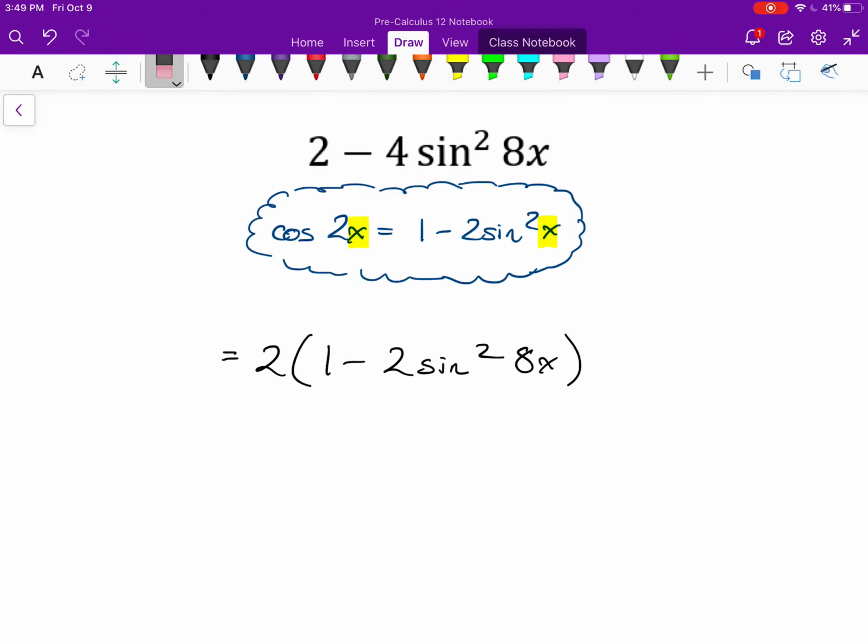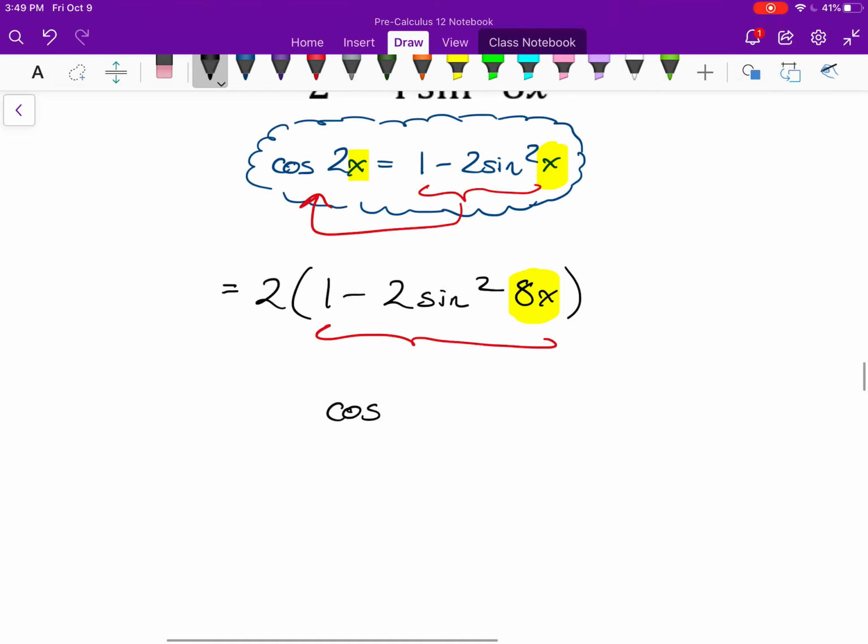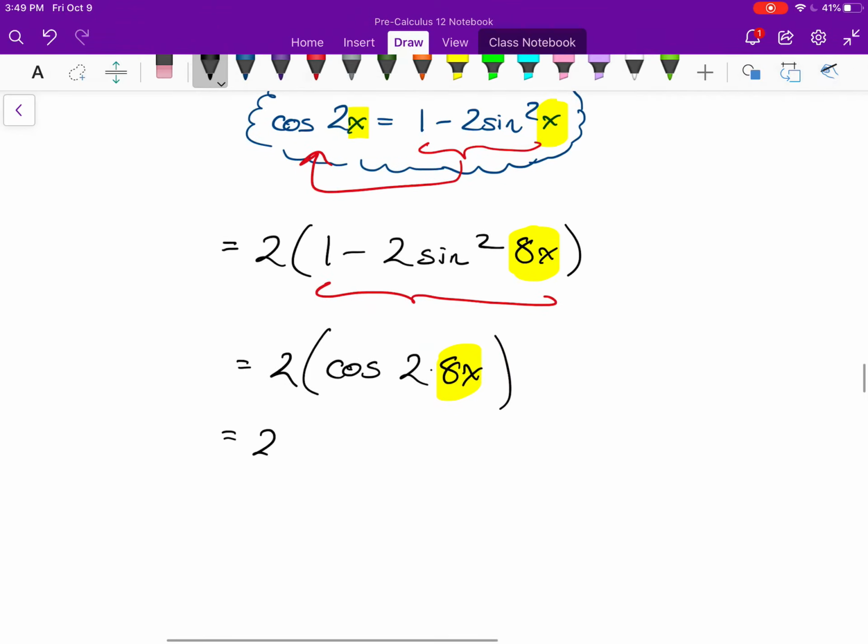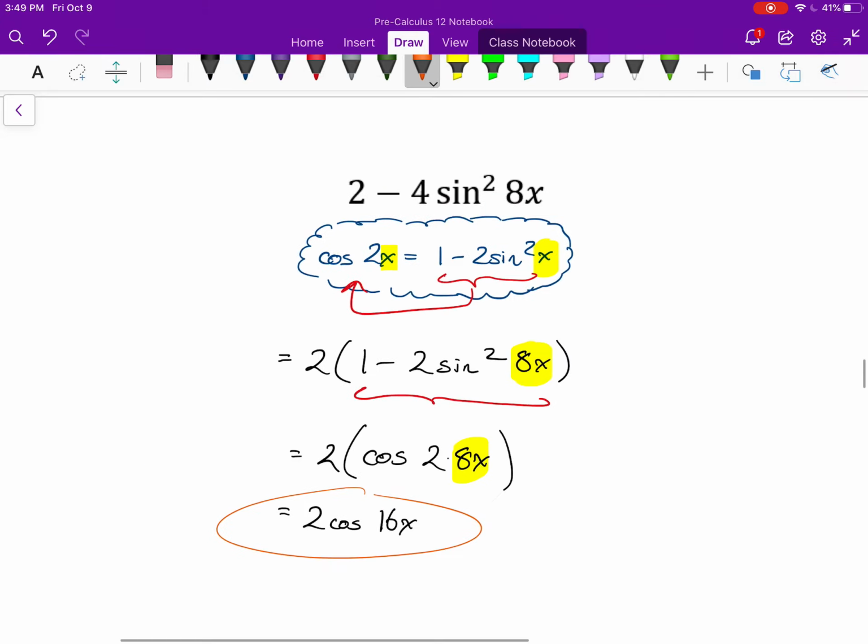OK, now what I see right inside the brackets, I can see that 8x is equivalent to my x I have highlighted up there in yellow. So I want to take this and write it as a single function. All of this I can rewrite now as just a cosine of 2 times x. Well, in this case, not x, 8x. And then all of that is being multiplied by 2. And so at this point, I get 2 times the cosine of 16x. And that there is, again, equivalent to what I started with. But it's definitely simpler.